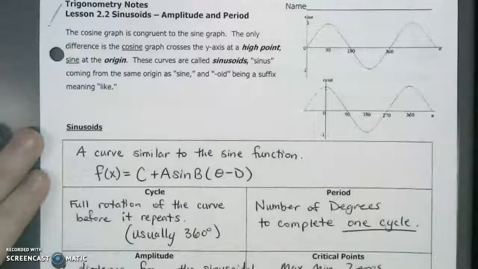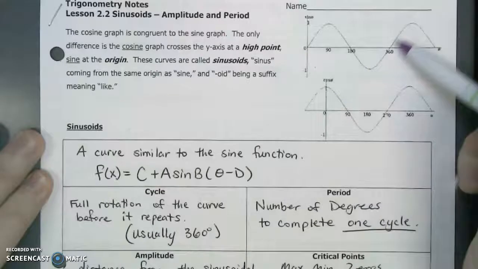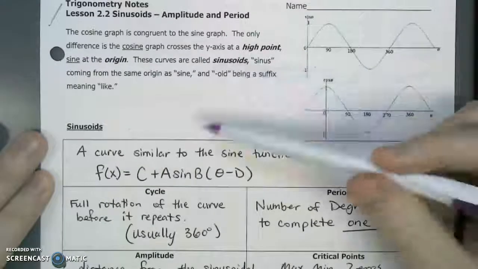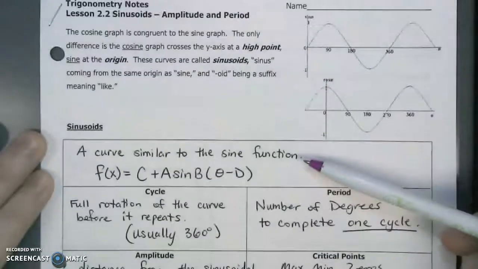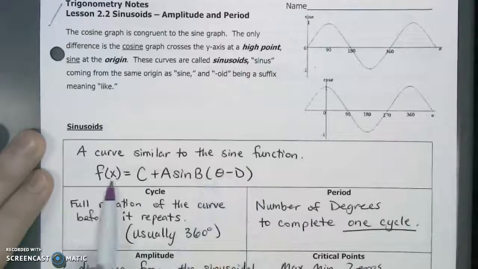We're going to start lesson 2.2 with some vocabulary. The graphs that we're making for sine and cosine are called sinusoids because they look like the sine function. So a sinusoid is just a curve similar to the sine function. These curves have a similar looking equation.